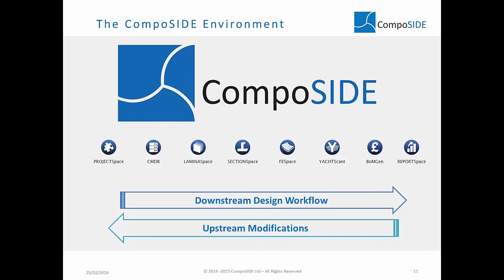Bongen and Report Space are reporting tools. They're used to either automatically generate a bill of materials, or you can manually create materials or a bill of materials using this tool. And then Report Space is a versioning tool. So once you create your reports, your Laminar Space reports, your Section Space reports, your YACHTScant reports, and your Bongen reports, you can then create revisions and keep control of all of your reports.